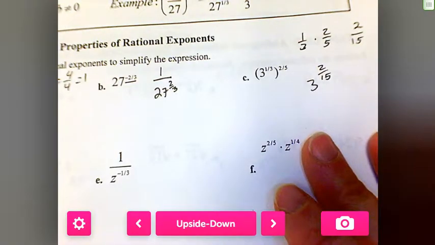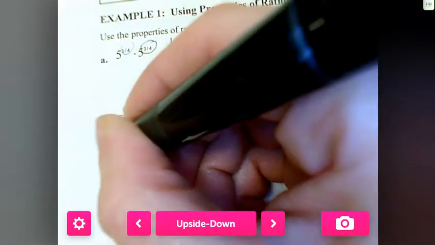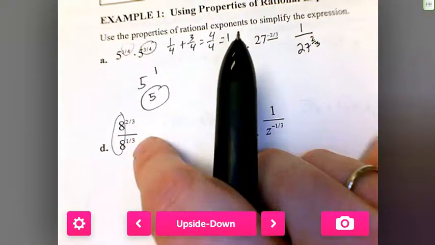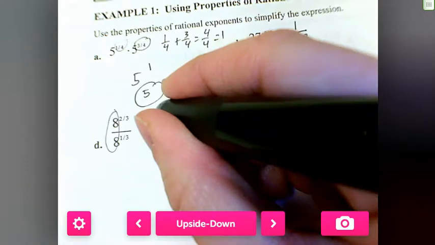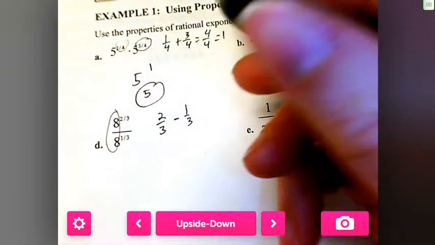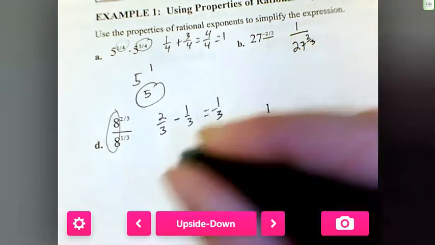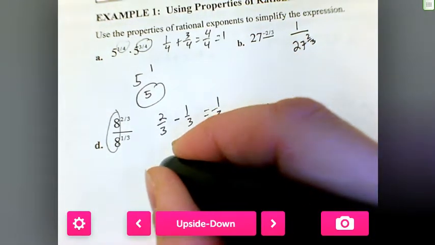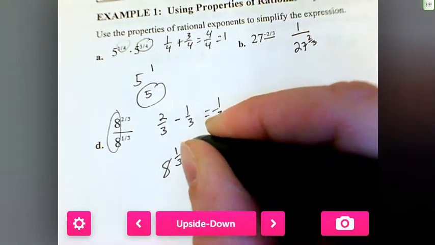Yep, that was the base that was the same. Okay, now here, I've got two bases that are the same, right? I got 8 and 8. And I've got 2/3 and 1/3. So I'm just going to go 2/3 minus 1/3. And I get 1/3. So I get 8 to the 1/3. That's what it simplifies to.